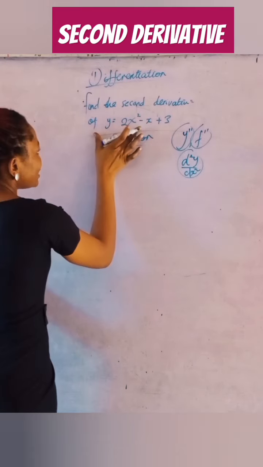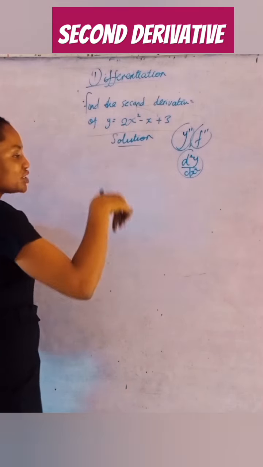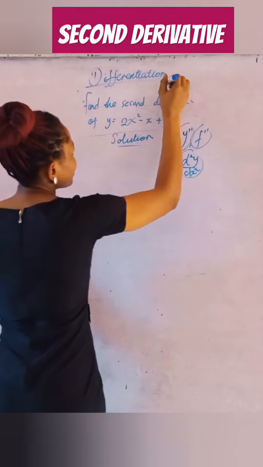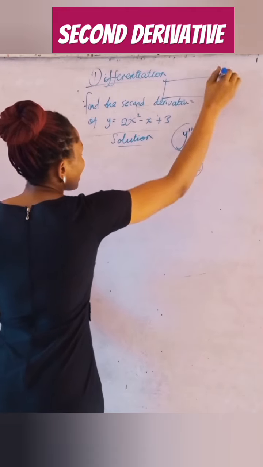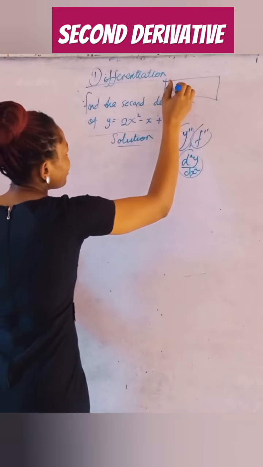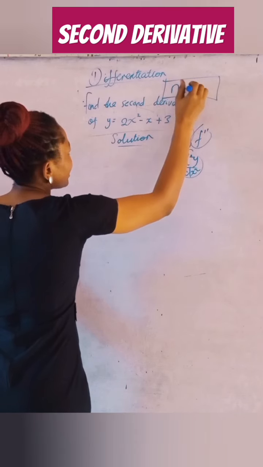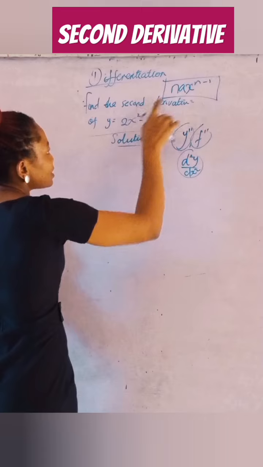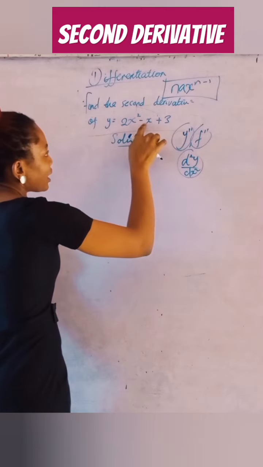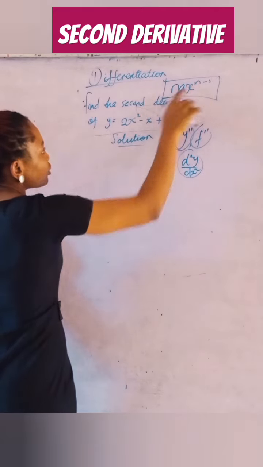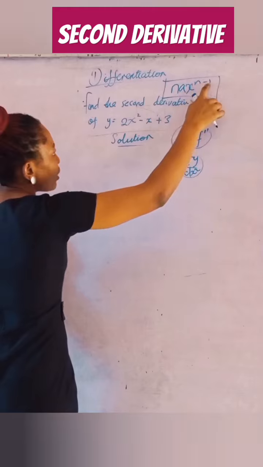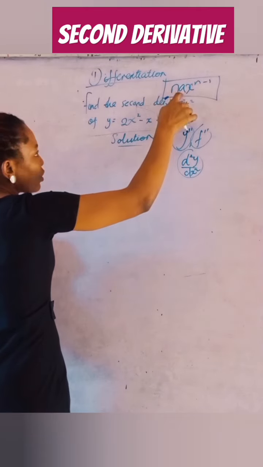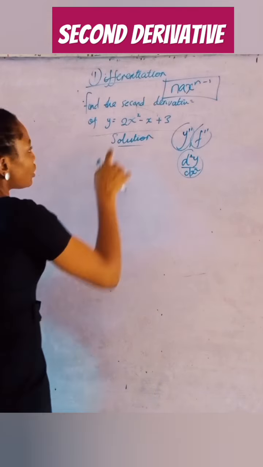Now, we want to find the second derivative, so we need to get the first derivative and then the second derivative. So, this formula still applies here, where we have n a x^(n-1). Where we have the variable x, we have the coefficient, that's 2 here, 1 here, and then we have the power, then reduce the power by 1, and then multiply the coefficient by the power. So, let's start.